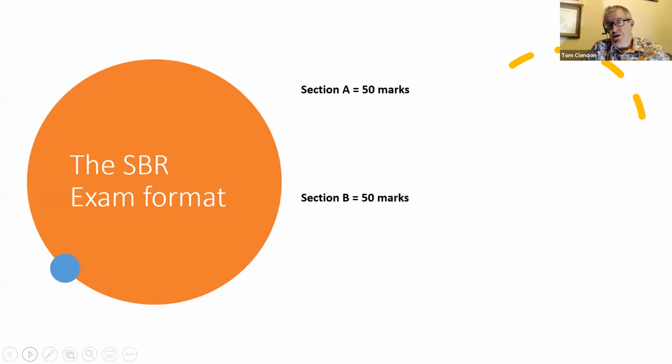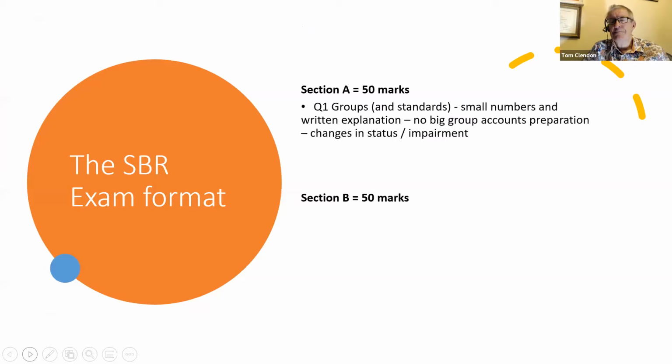It's 100 marks. It's section A, section B. Question 1's on groups. Well, when I say question 1's on groups, that's too general, really. Group accounts are examined. Could be cash flow, could be foreign currency, could be goodwill, could be impairment, loads of stuff. But you'll also have something else within the question. And it's an explanation question as well.